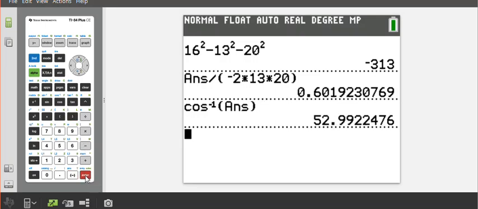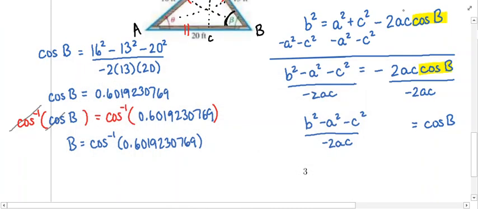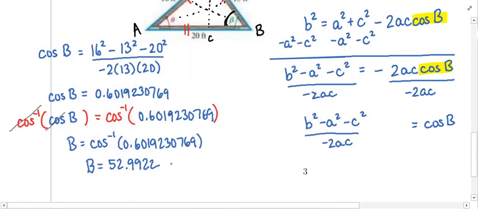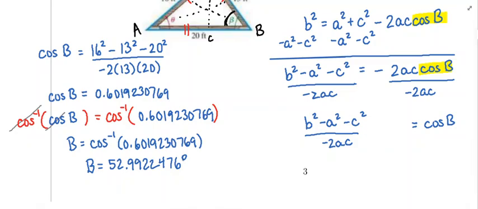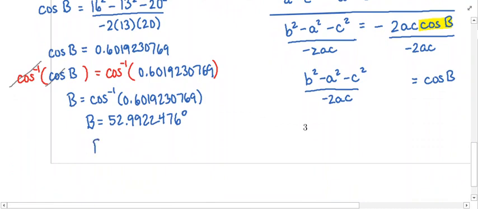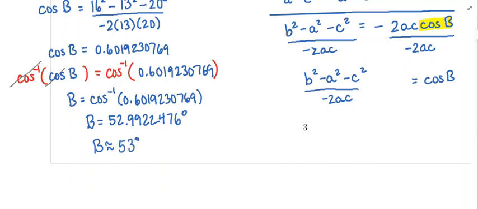And here it is. Okay, so I'm going to go ahead and write this out. It's 52.9922476. That is in degrees. If you do not put the degree symbol on there, then that is a radian measure, so you've got to put the degree symbol. Again, we were told to round to the nearest degree. So angle B in the truss, which is angle beta, is approximately 53 degrees. And we are done.